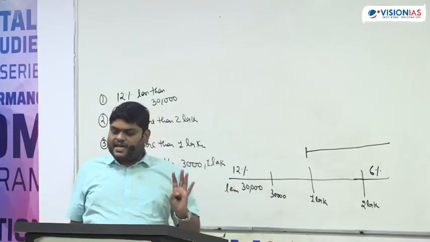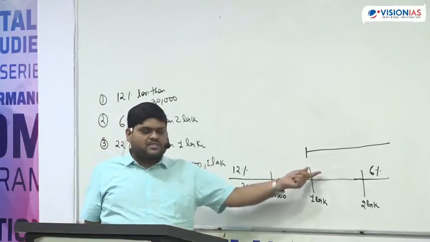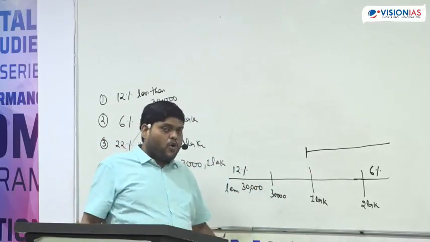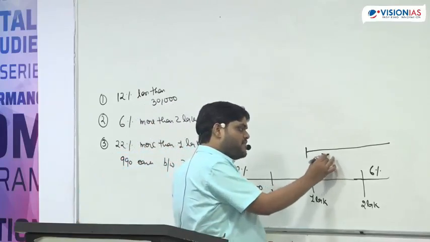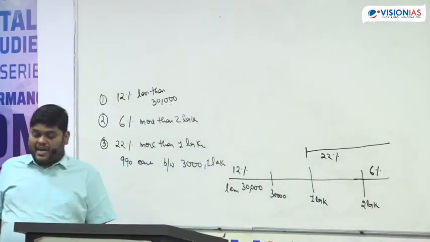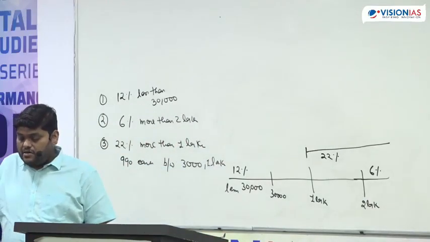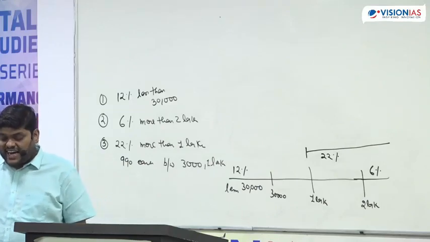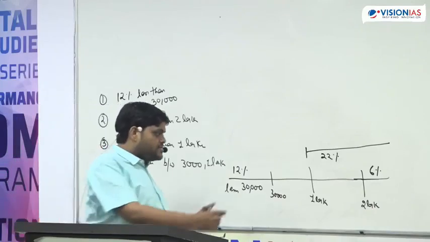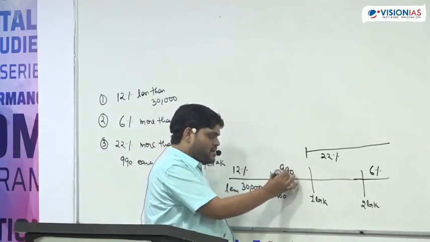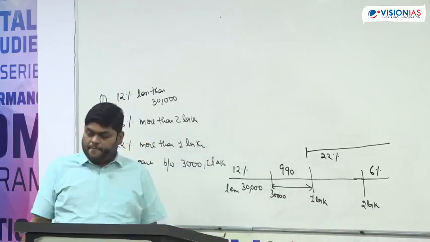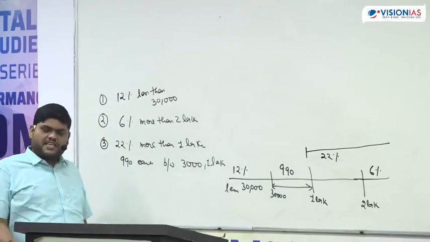Otherwise all statements are simple. So people make a mistake here. They are not saying between 1 lakh and 2 lakh. They are saying more than 1 lakh. That means this will cover everything. 22% are more than 1 lakh. And now it is given that 990 households earn between 30,000 and 1 lakh per year. That means 990 is this one. Okay? Now the question is very simple.